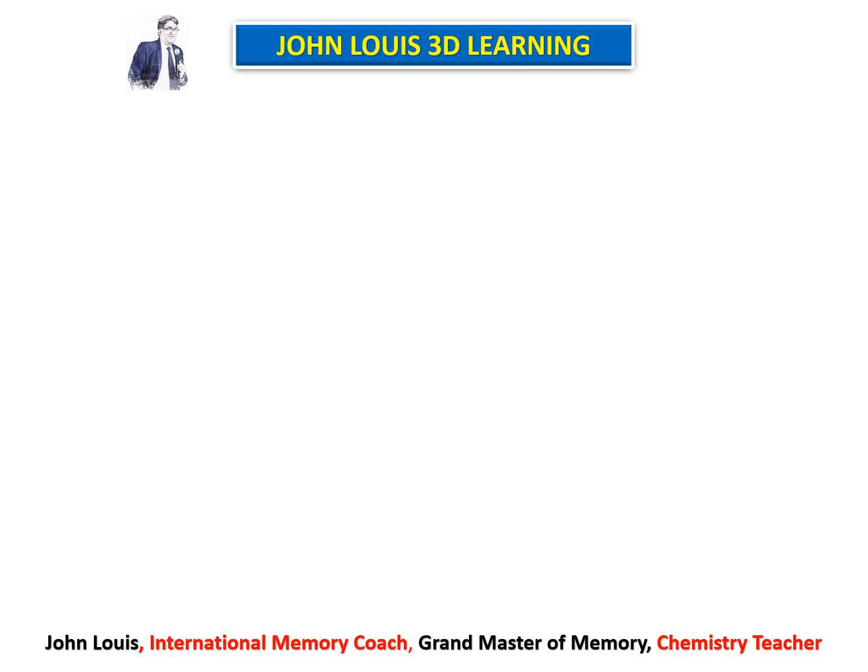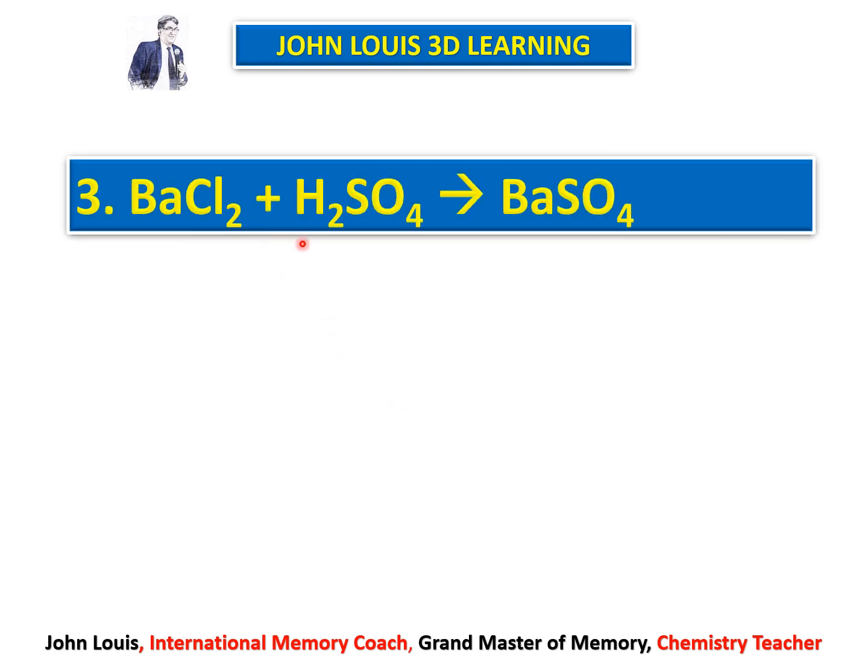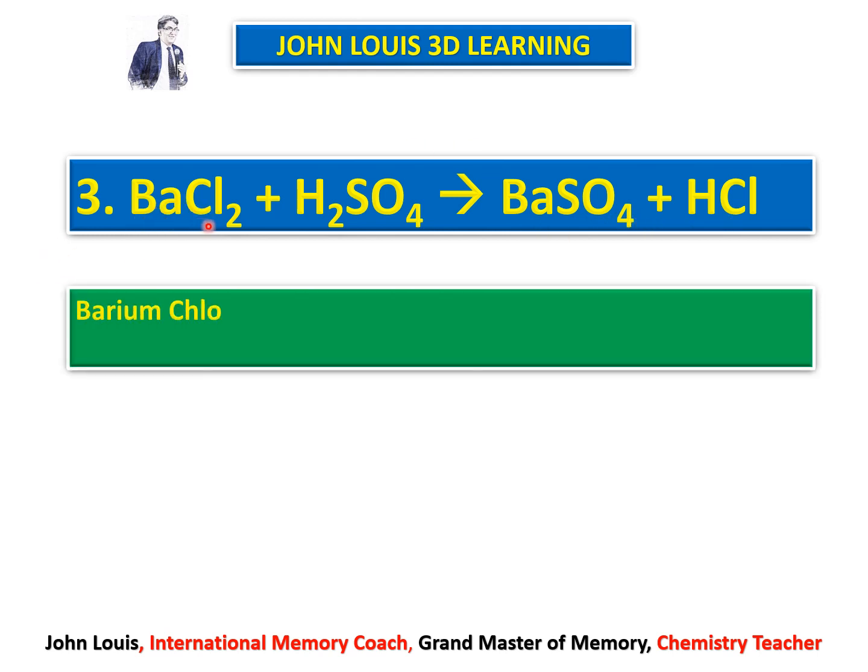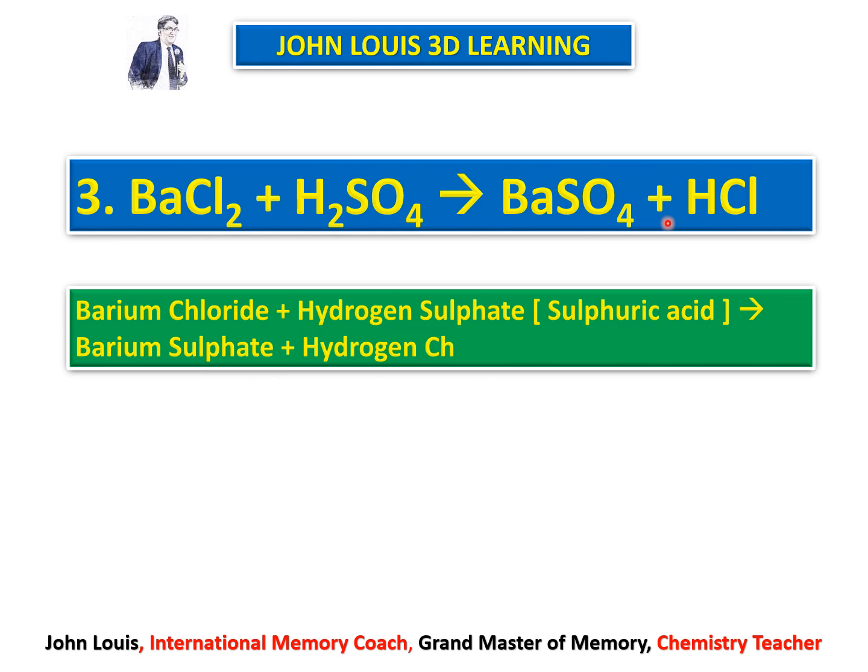The third equation is BaCl2 plus H2SO4 gives BaSO4 plus HCl. Barium chloride plus hydrogen sulfate, that is sulfuric acid, gives barium sulfate plus hydrogen chloride or hydrochloric acid. Hope you would have got everything correct.